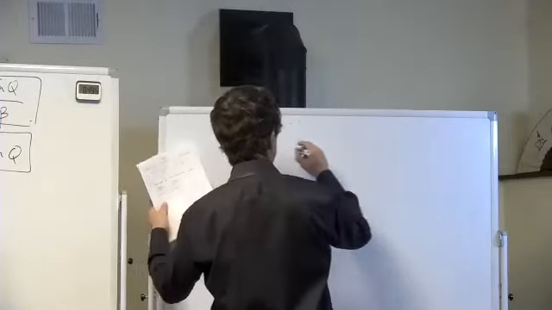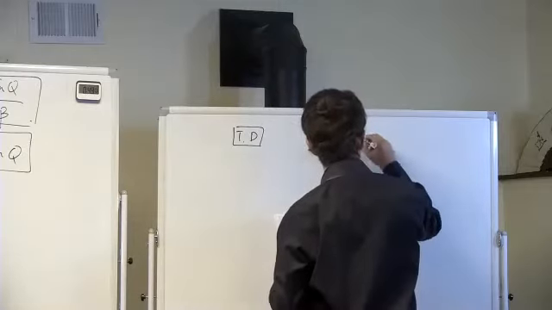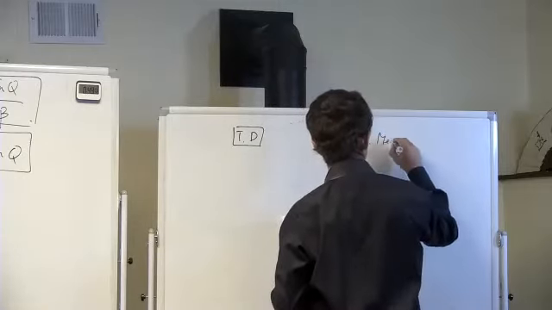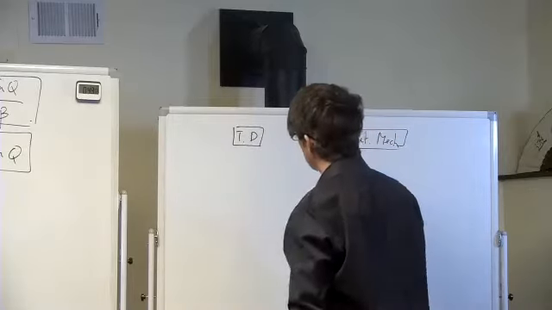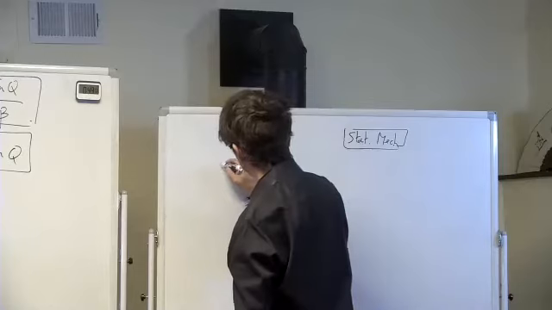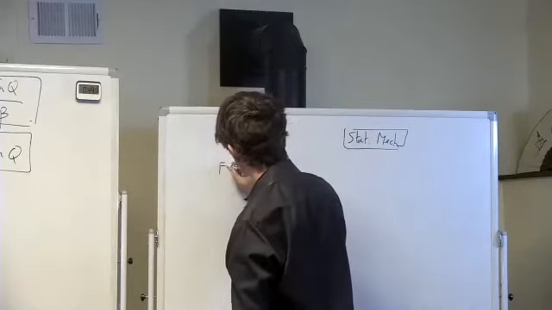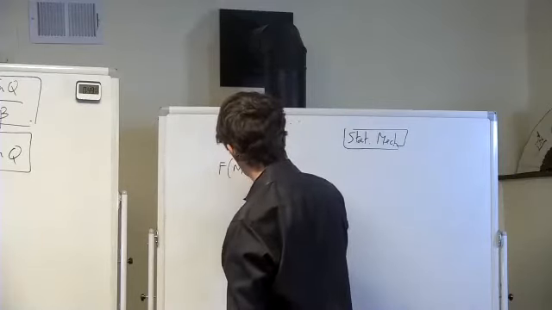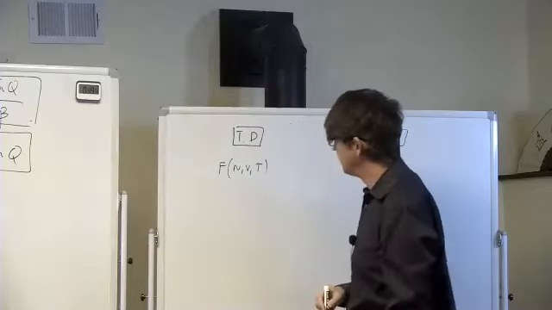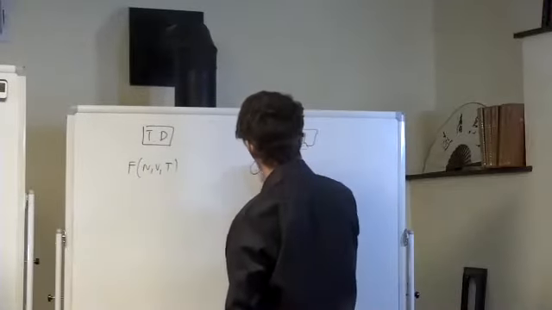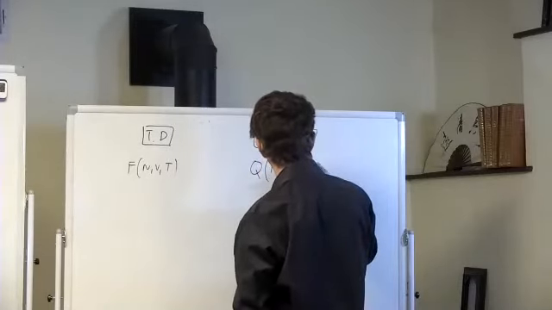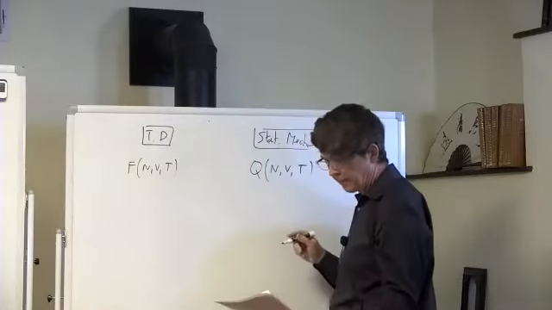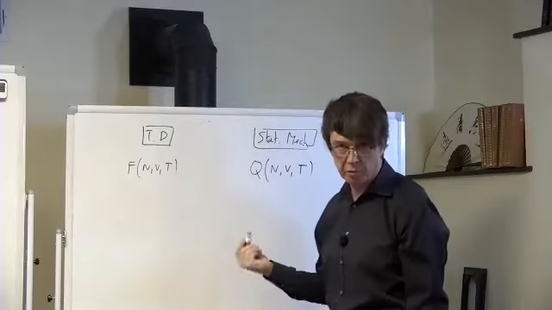So if I put thermodynamics on one side and statistical mechanics on the other, in thermodynamics, the key issue is the free energy function. And in a canonical ensemble, that's a function of NVT. In statistical mechanics, the key issue is the partition function, which is a function of NVT. And then the properties are derivatives of these, right?